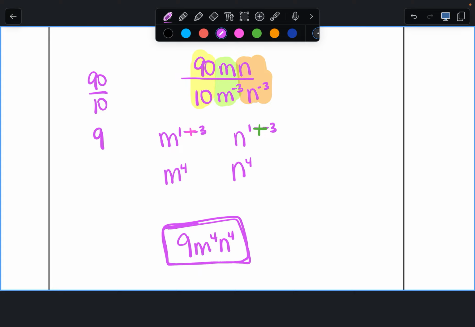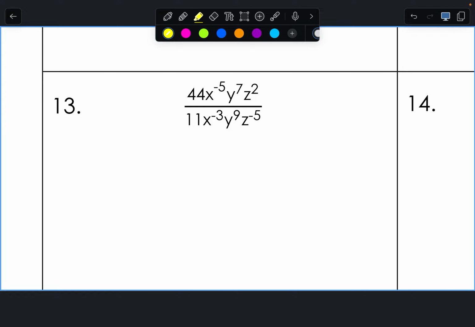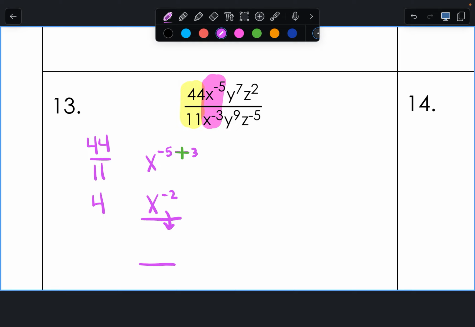Number 13, ready? Pretty easy. First thing we're going to do is group. So 44 over 11 is 4. Now we go with the x's. With the x's, what are we subtracting? -5 minus -3. That becomes plus 3, so -2. Since this one is still negative after subtracting, you're going to have to flip-flop. So that one's going to be in the bottom of a fraction.